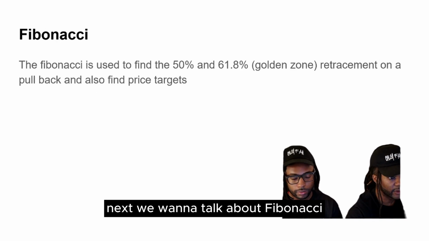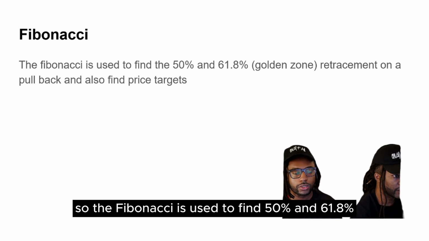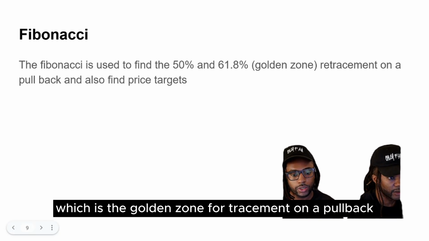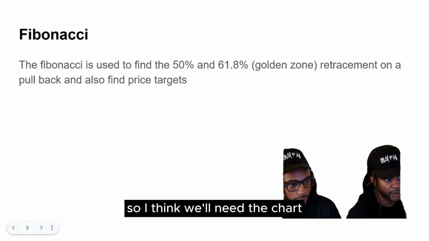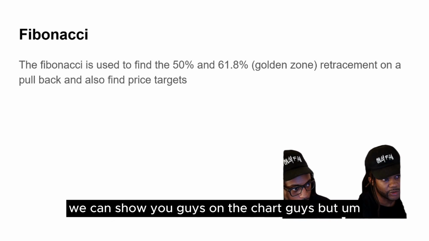Next, we want to talk about Fibonacci. The Fibonacci is used to find 50% and 61.8%, which is the golden zone, retracement on a pullback, and also to find price targets. So I think we'll need the chart. We can show you this on the chart, guys.